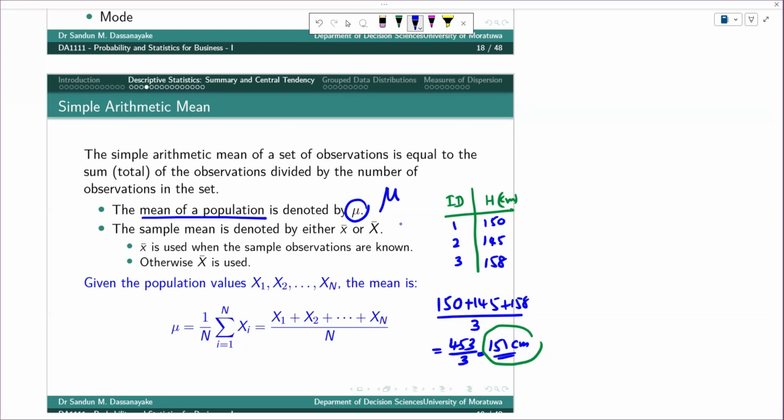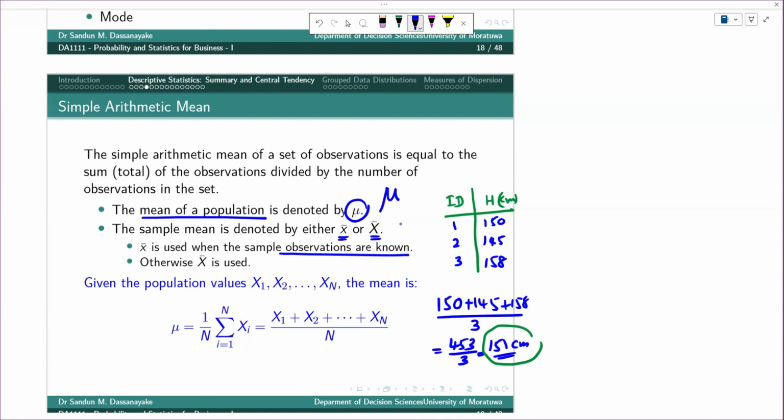We'll learn about parameters when we learn about inferential statistics. So whenever I use mu, that indicates it's the population mean. Please keep a note of it. Whenever I say mu, that's the population. That's a fixed value for the population. That's a parameter. But whenever I say x bar or capital X bar, that is about the sample. So X bar, simple X bar, is used when the sample observations are known.